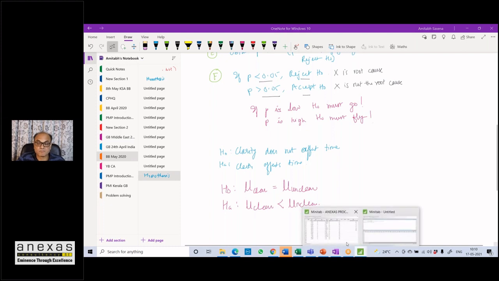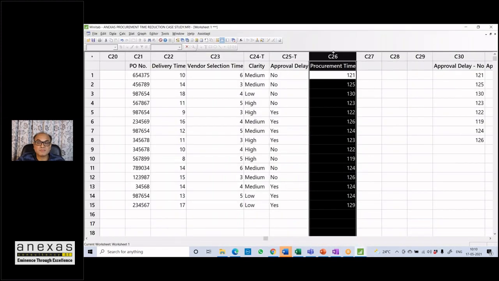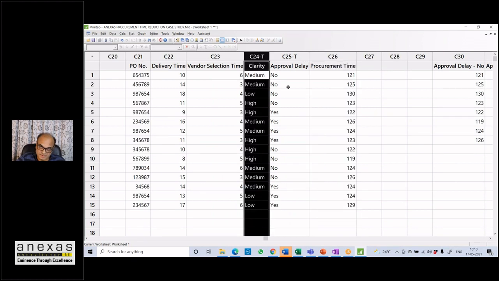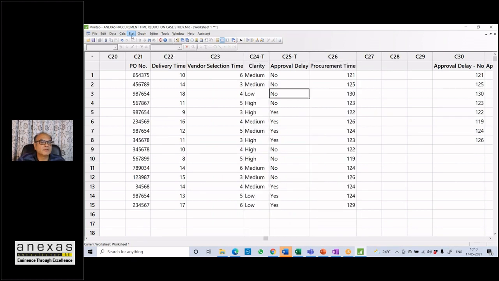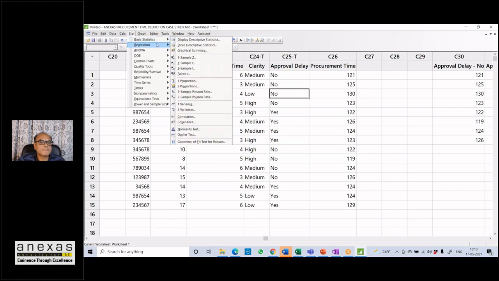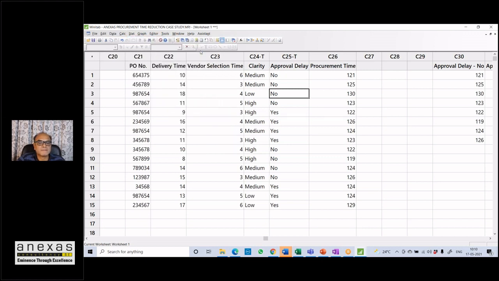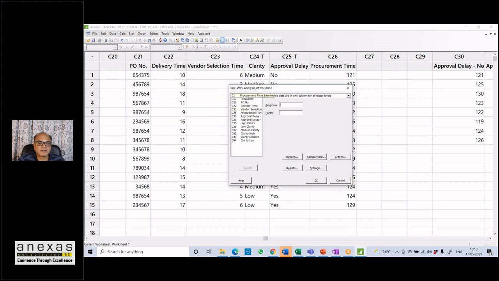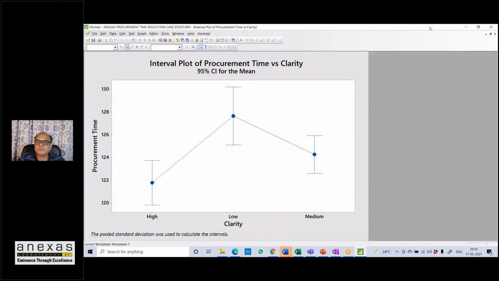Now looking at this, null is procurement time is not affected by clarity. That is my null. Now I'll do an ANOVA. Procurement time is the response, and the factor which I'm studying is clarity of requirements. See the 95% band also; I'll talk about it right away.